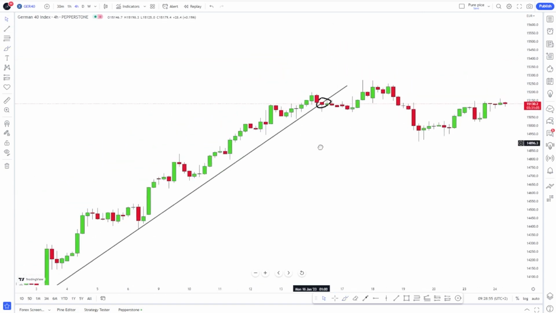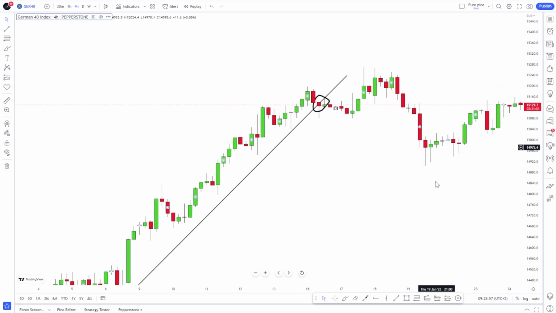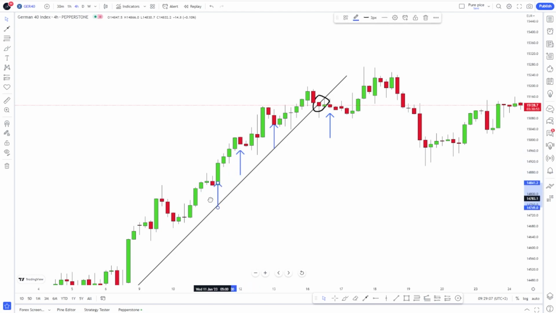Let me just zoom in. We received a corrective that is a little bit bigger compared to all the other previous correctives. This corrective here is bigger compared to this one, bigger compared to that one, and also bigger compared to that one. That's why when this corrective played out, it gave us a breakout, because it is a little bit bigger than the other previous correctives.